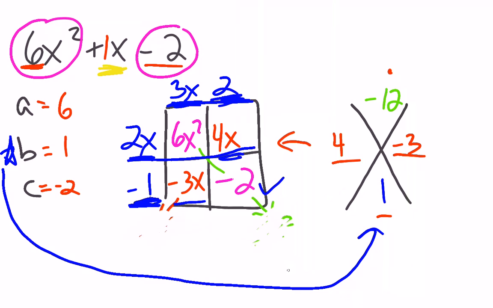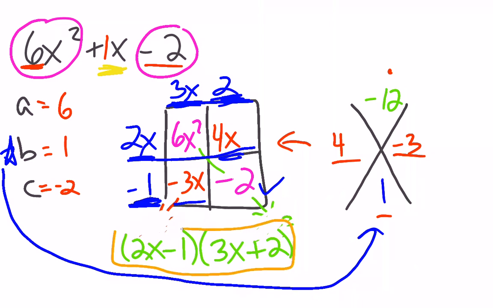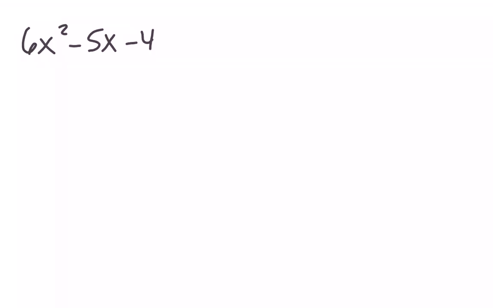The answer to a factoring problem is to rewrite it as multiplication. So 2x minus 1, my side, times the top, 3x plus 2. Once again, the answer to a factoring problem is to rewrite it as multiplication. We haven't solved anything. There's no equals. We're writing something that's the same or equivalent to what we started with. So let's look at another example.